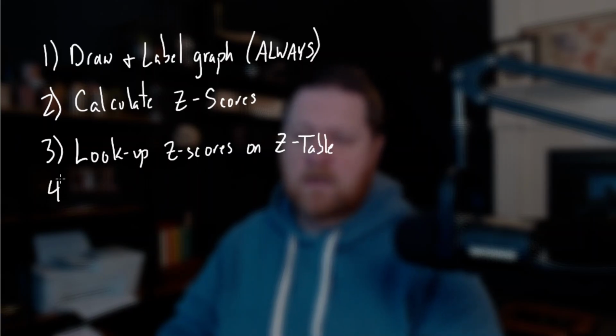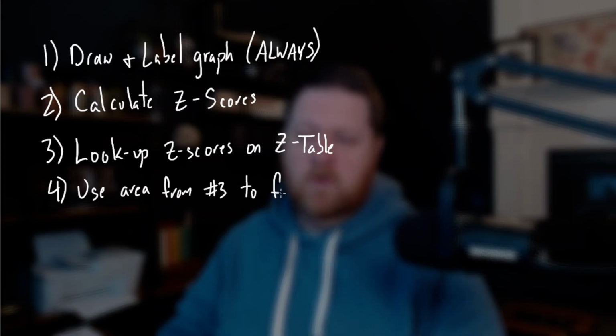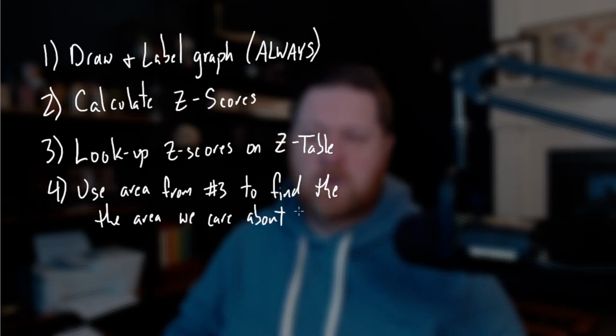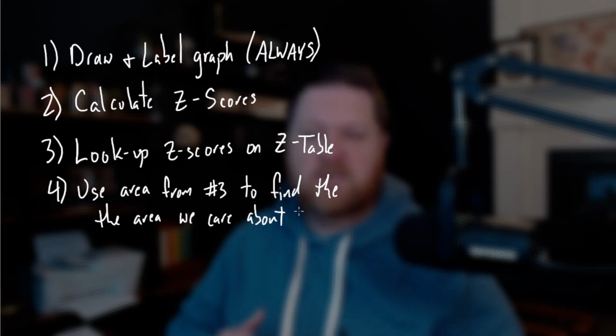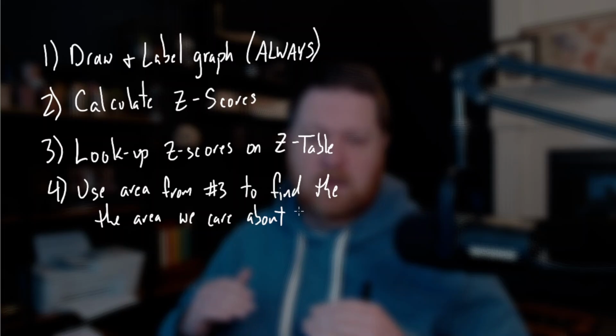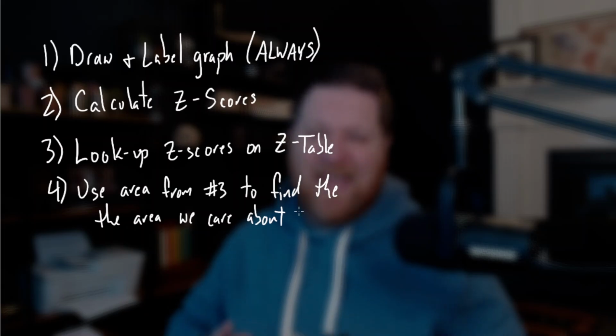And then finally, use the area from number 3, what we get out of the z-table, to find the area we actually care about. Okay. We are going to use this every single time. Draw and label the graph, calculate the z-scores, look up the z-scores, find the area we care about. That is the process of working a normal distribution problem basically every time.